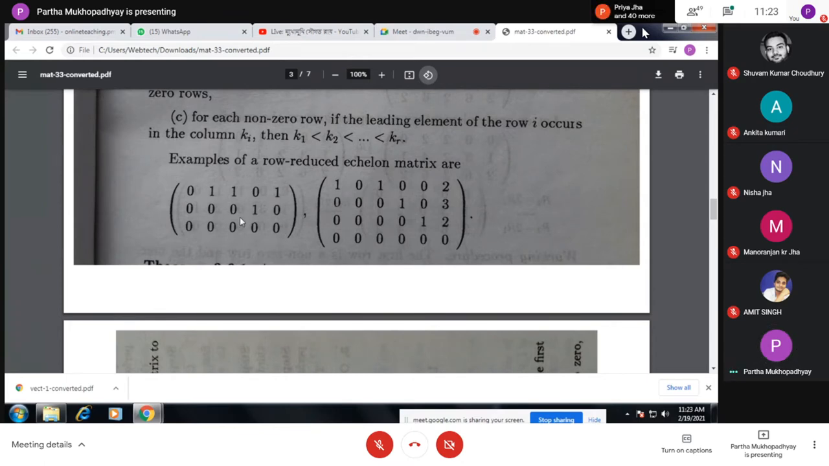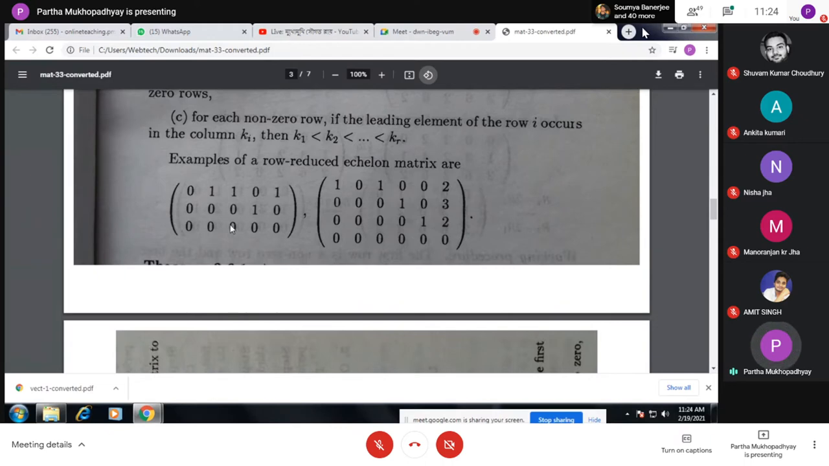Now, if there are no null rows after reducing the matrix to row echelon form, then what is the rank of the matrix? The rank of the matrix is the number of non-null rows. And if I get one or more null rows, then the rank of the matrix will be the total number of rows minus the number of null rows.